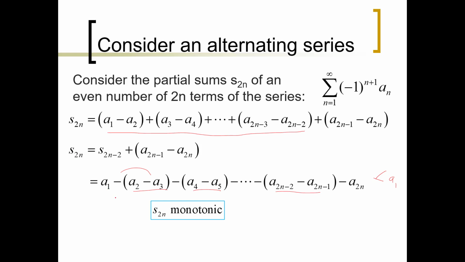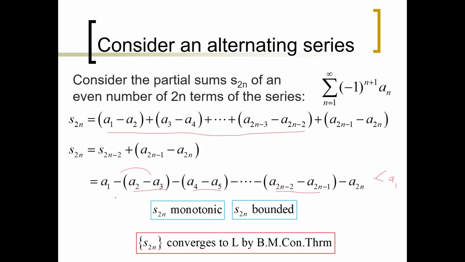The important thing there is that every single one of the sequence in the partial sums, where you look only at the even indices, S sub 2, S sub 4, S sub 6, and so on, they're all less than a sub 1, which means they're bounded. So that sequence is monotonic, and that sequence is bounded. So the sequence where you look only at the even terms converges by the bounded monotonic convergence theorem.